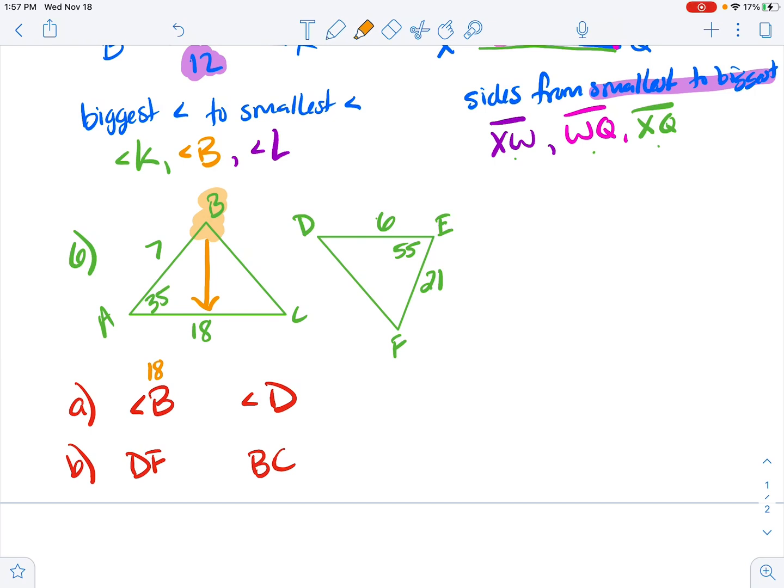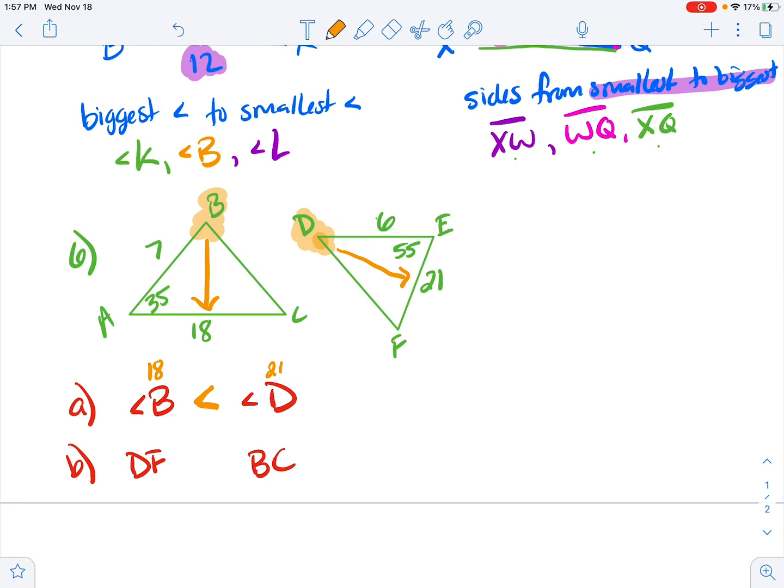Now look at your other triangle. I want to look at D. D is right here. So if I go across from him, he's across from a side length of 21. So which angle is going to be bigger? The angle that's bigger is across from the bigger side. So angle D would be bigger. So have your alligator eat angle D.